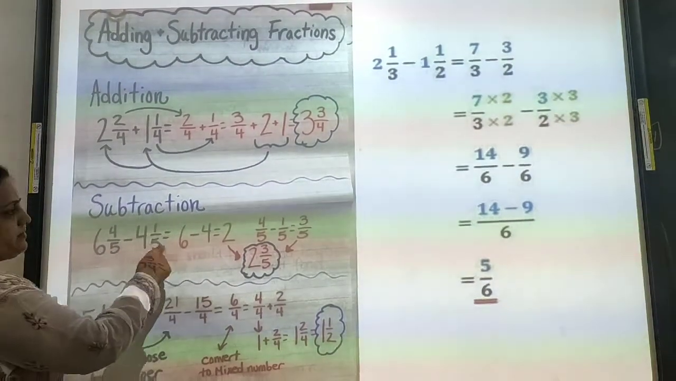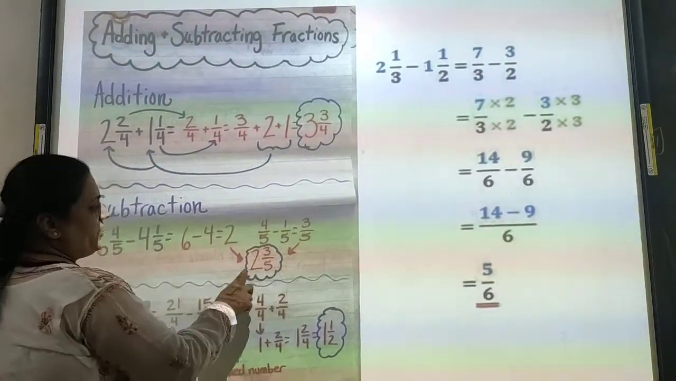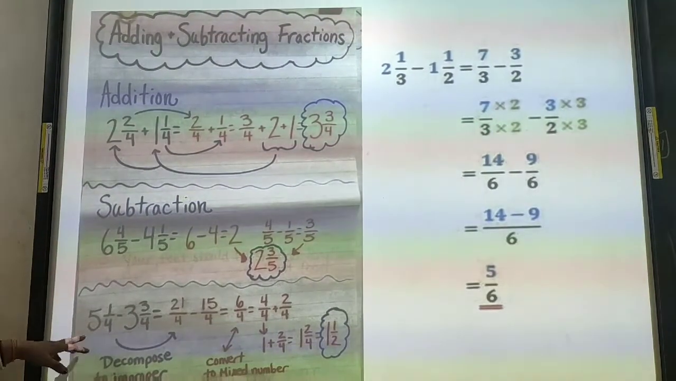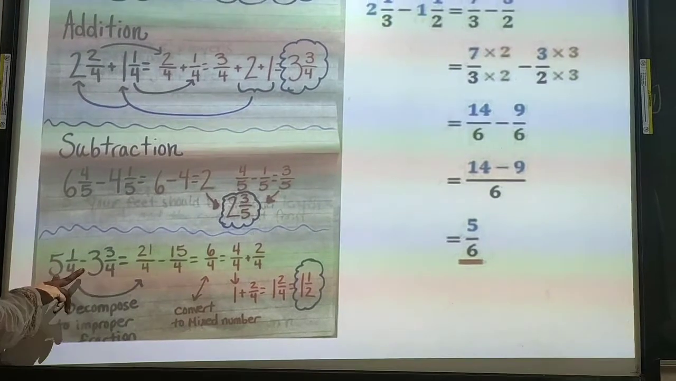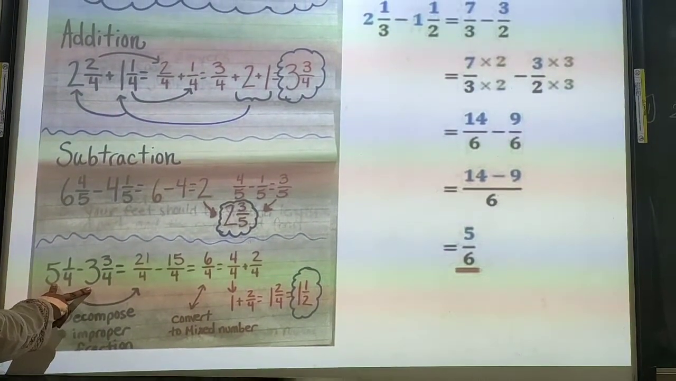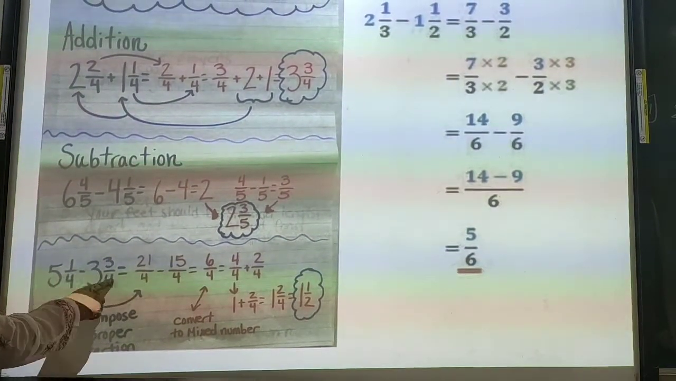And 4 by 5 minus 1 by 5 is 3 by 5. So the answer is 2 3 by 5. One more: 5 1 by 4 minus 3 3 by 4. 5 minus 3 is equal to 2. And 1 by 4 minus 3 by 4.